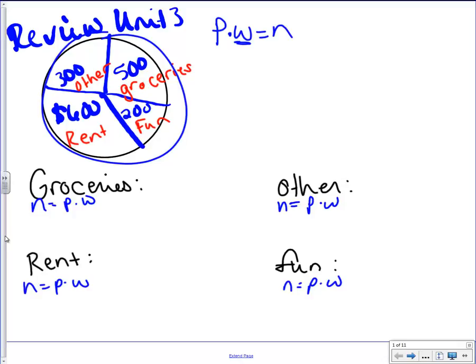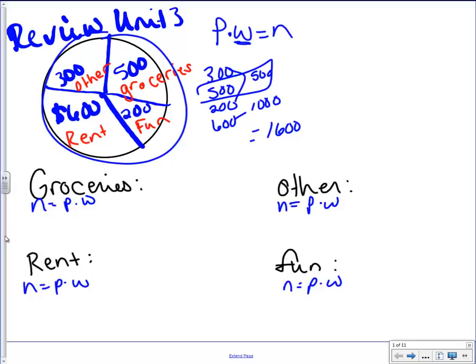All right, for groceries, before we start, let's go ahead and find out what my whole is. That means I'm going to add up all of these dollar amounts. So I have 300, 500, 200, and 600. Well, 200 and 300 give me 500, and 500 and 500 give me 1,000, and 1,000 plus 600 is going to give me 1,600. Now, if you didn't like what I just did, just add them up: 300 plus 500 plus 200 plus 600, and it'll give you 1,600. So that's the dollar amount that's my whole. I want you to see right here where I am putting in 1,600 for each one of these problems.